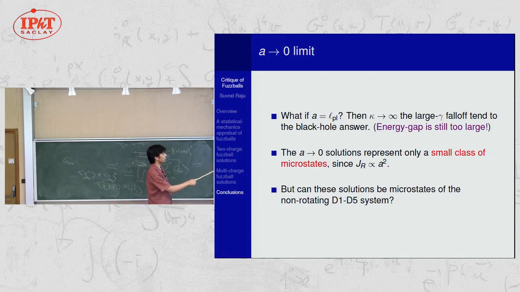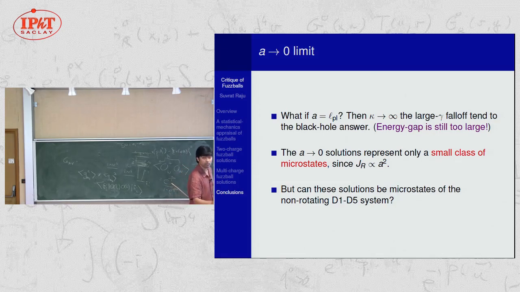So if you take A to 0, you also set JR to 0. But the question is, could these solutions be microstates of the non-rotating D1 D5 system? I want to point out that if you take A equal to L Planck, which is what you have to do to get your long throats, I think that these solutions are unreliable for the general arguments I mentioned previously.